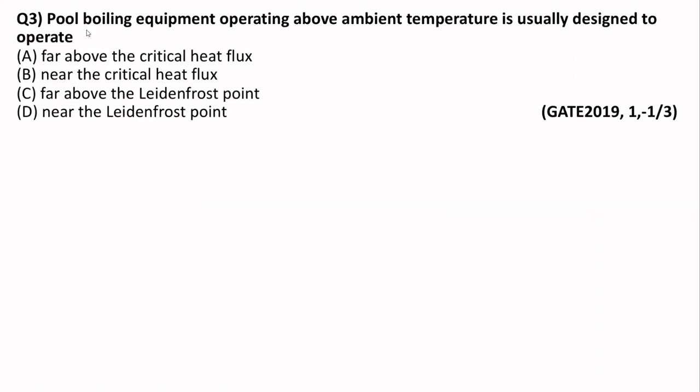In a pool boiling equipment which is operating above ambient temperature, how is it designed to operate? So we have a pool boiling equipment which has to be operated above ambient temperature, so about 25 degrees Celsius, and how it has to be designed. For which flux basically you will design, or at which value of delta T will you design?